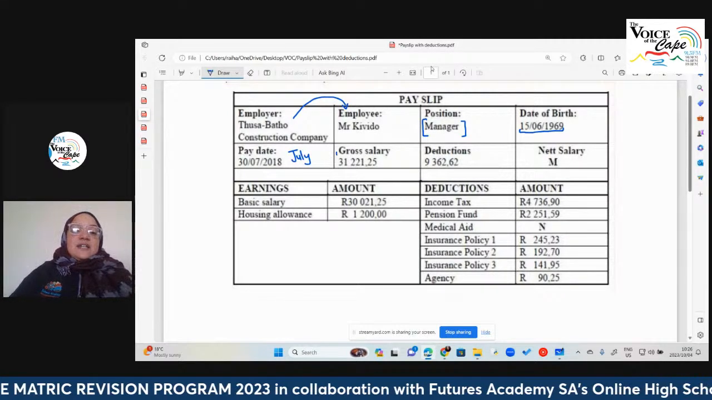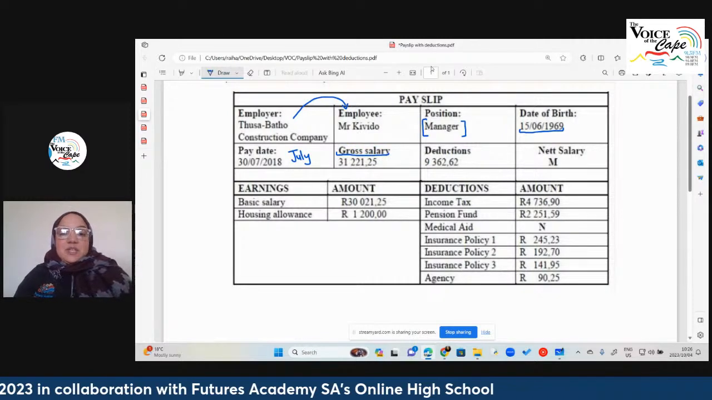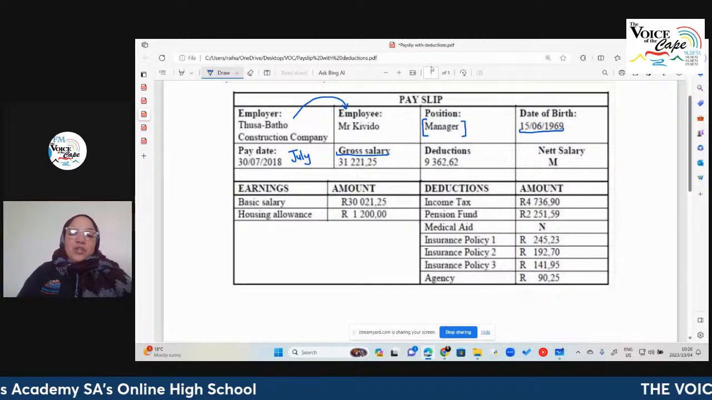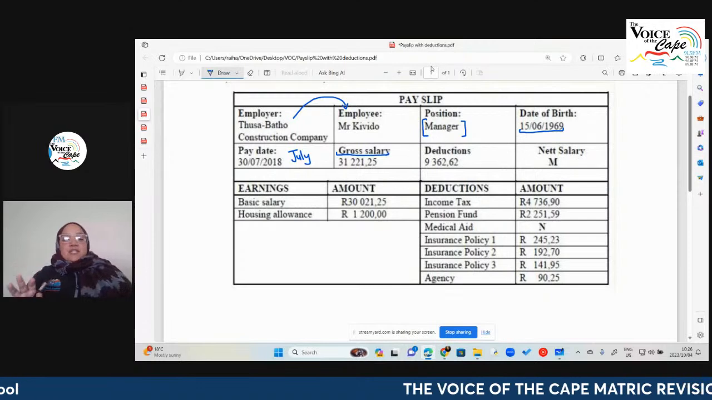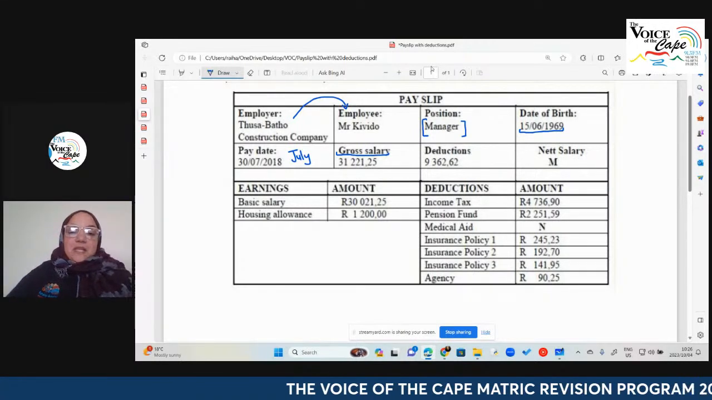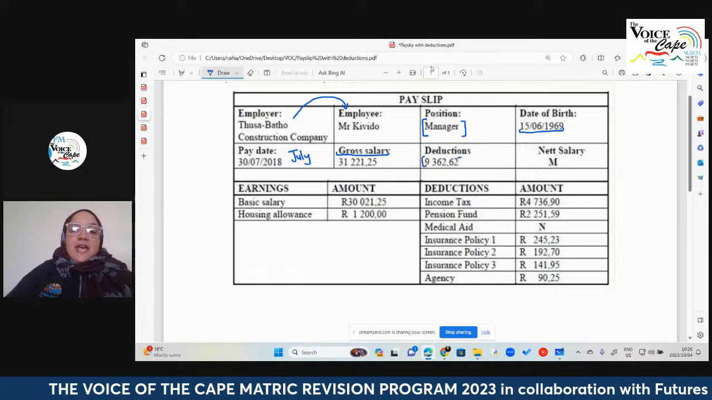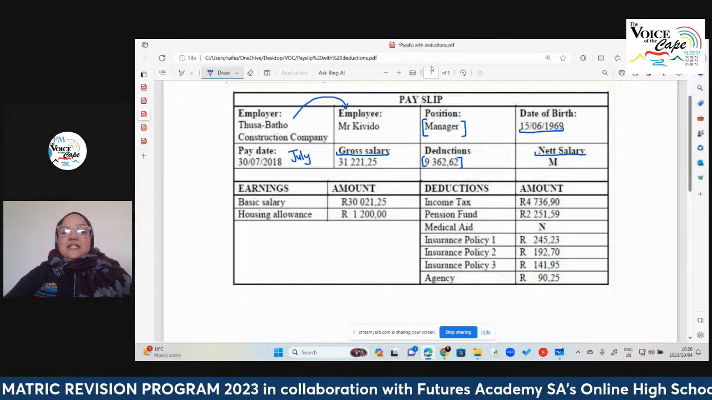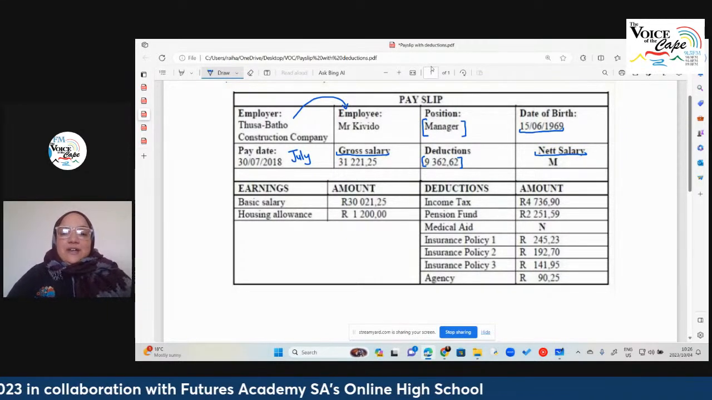Then they give us the gross salary. Gross salary means what the company pays to him before the deductions. Okay, so before the deductions come off, that's what the salary pays to him. Then they give you the total deductions over here. So if they add all of it together, they give you the net salary, which I haven't given you the value for, but you can go and calculate it.